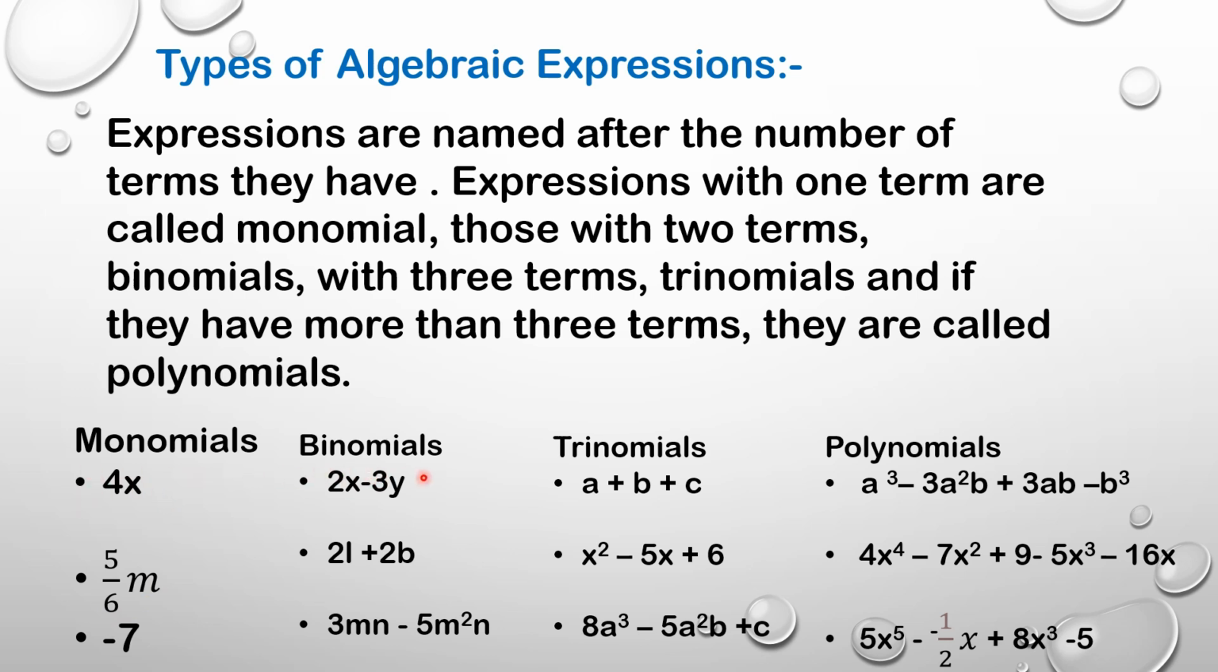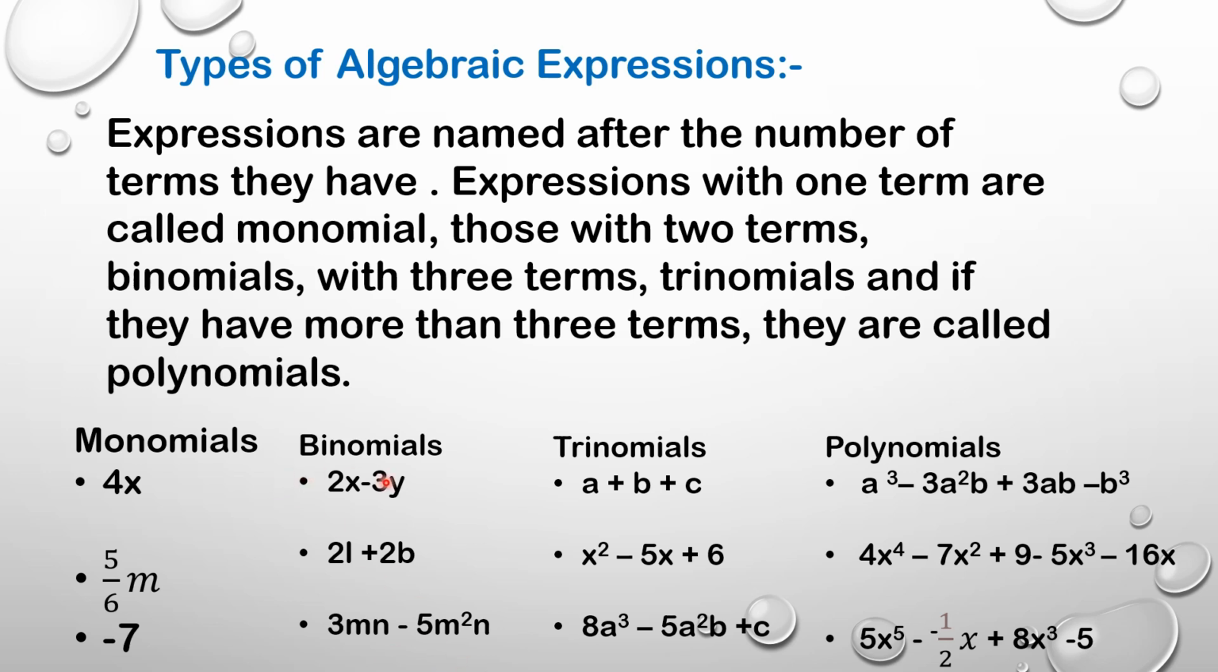Binomial, they have two terms. Now see here, 2x minus 3y. So two terms they have. So algebraic expressions that have only two terms are called as what? Binomial. Here also 2l plus 2b. Two terms they have. So they are called as what? Binomial. Here also 3mn minus 5m square n. Two terms only they have. So they are called as binomial.